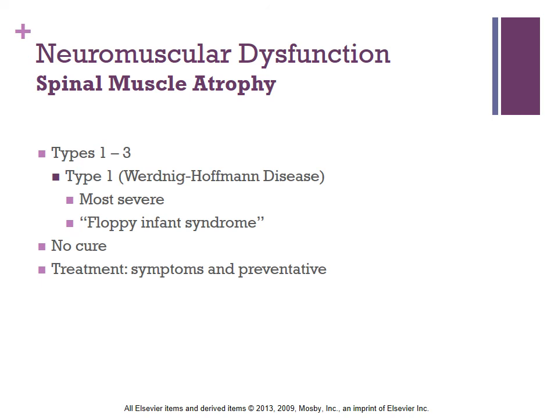Type 1, which is Werdnig-Hoffmann disease, is actually the most severe, and it's known as floppy infant syndrome. They're known as the non-sitters. Type 2, you'll see labeled as a sitter, so they can sit up, and then type 3 are walkers. And then as far as how long they live depends on what type they have, but type 1 usually will not survive past 3 to 6 months, depending.